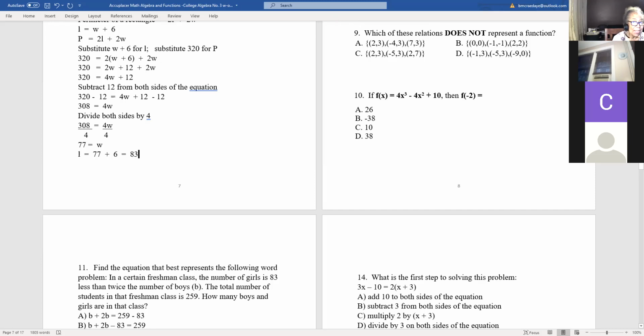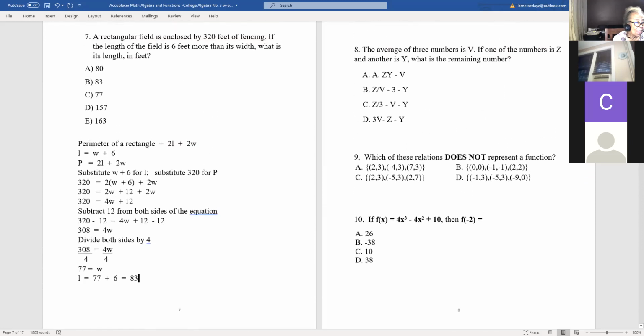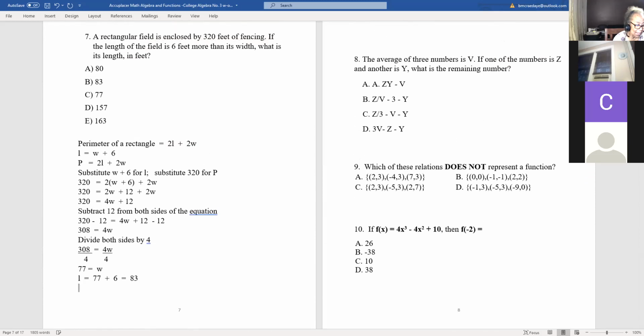So what answer is that? B. That's it, answer B.